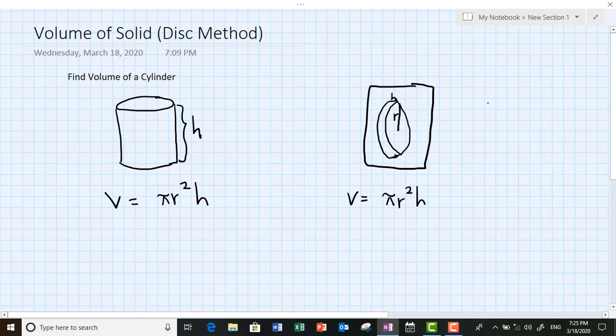Now, if the cylinder is thin, we call it a disk, okay? And a disk is something that we are going to use today to find the actual volume of a solid.